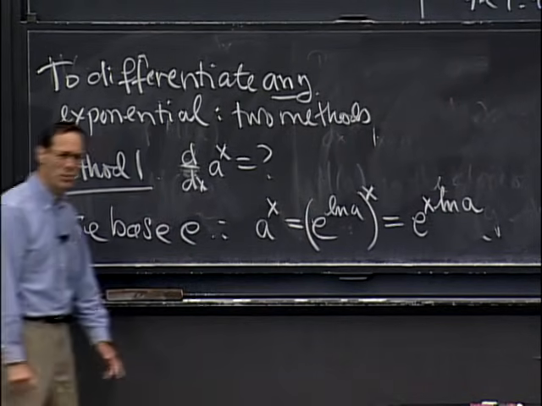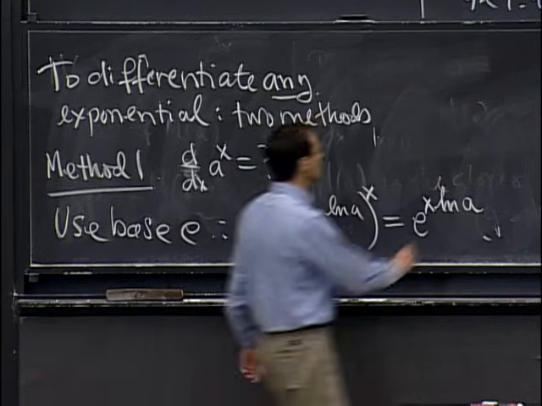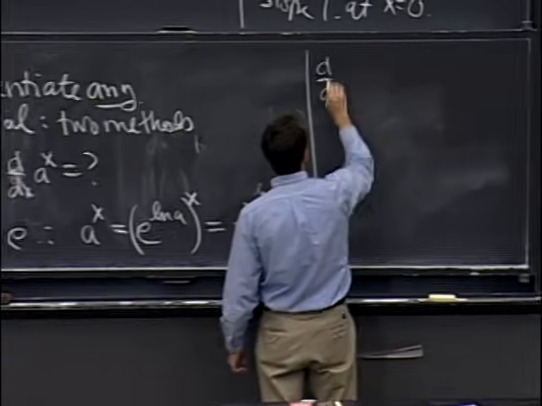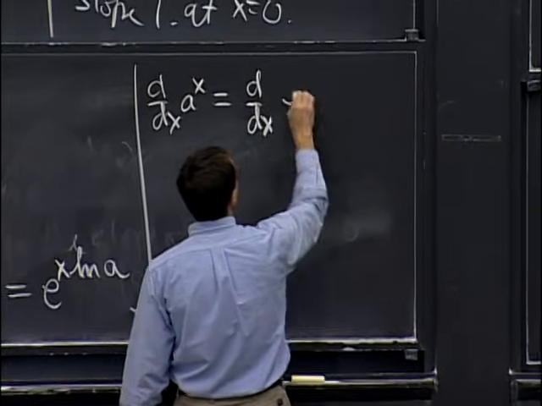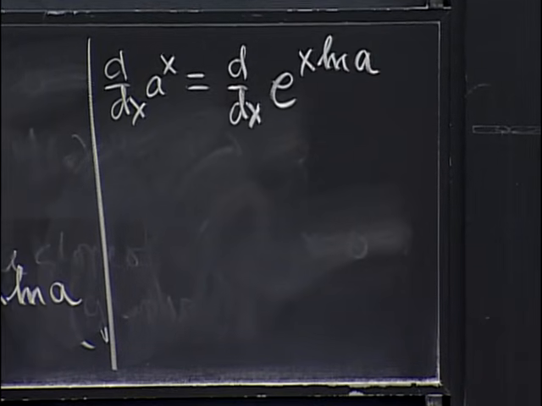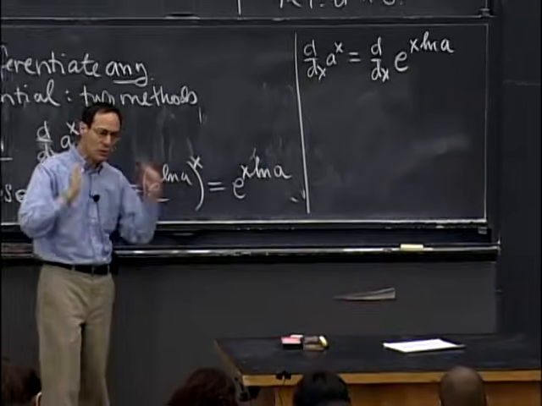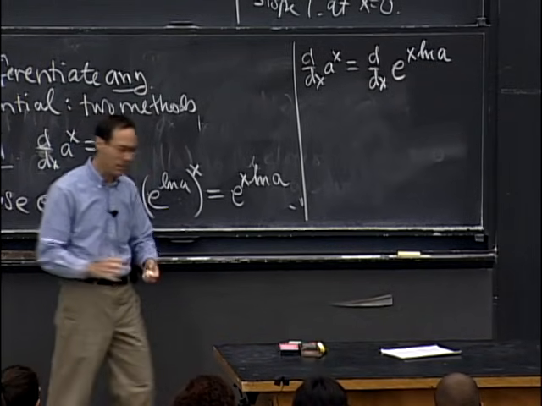All right, so we've made our conversion now to base e, an exponential of something. So now I'm going to carry out the differentiation. So d by dx of a to the x is equal to d by dx of e to the x log a. And now, this is a step which causes great confusion when you first see it, and you must get used to it because it's easy, not hard. Okay?